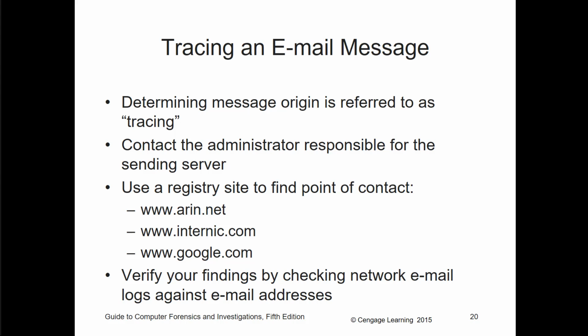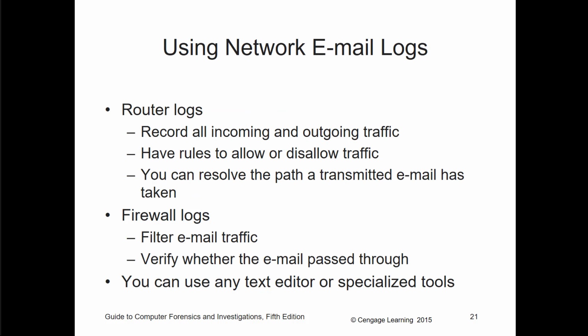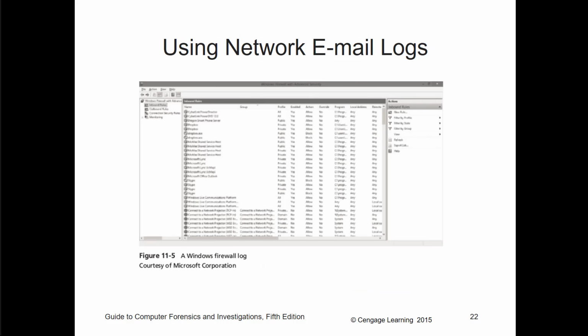So tracing an email message, you can actually use a registry site to find points of contact, like Google, if you want to see who owns a specific domain. Using network email logs, you can look at router logs, switch logs, firewalls. If you have a security appliance like a SIEM or an IPS, all of them are using the appropriate logs, assuming you're collecting the logs and the logs are turned on. You can use these to filter traffic on your network, so you can actually pull detailed information logs that you may need. Here's an example of some logs.